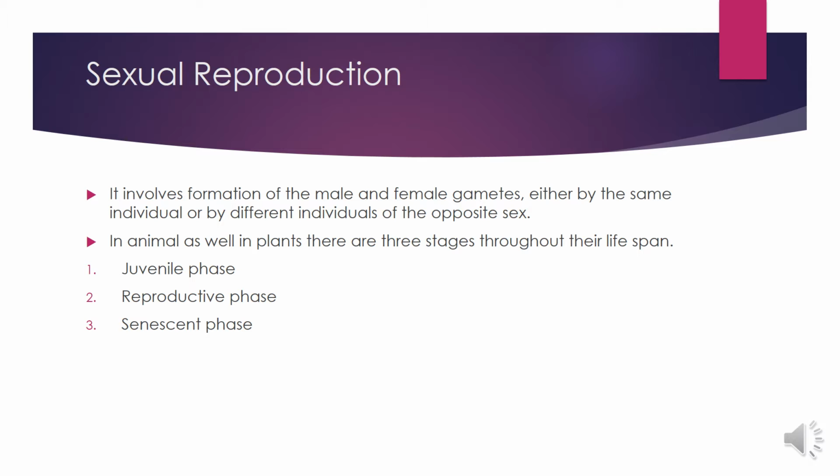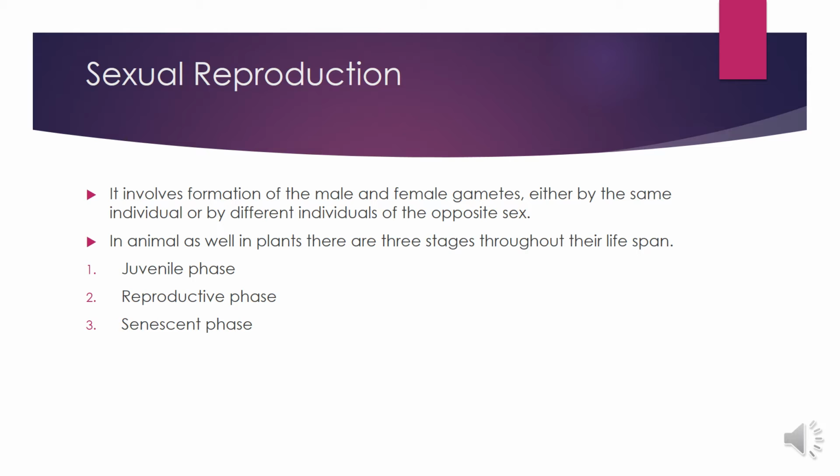As you know, it involves formation of the male and female gametes either by the same individual or by different individuals of the opposite sex. These gametes fuse to form the zygote, which develops to form the new organism. It is an elaborate, complex and slow process as compared to asexual reproduction.